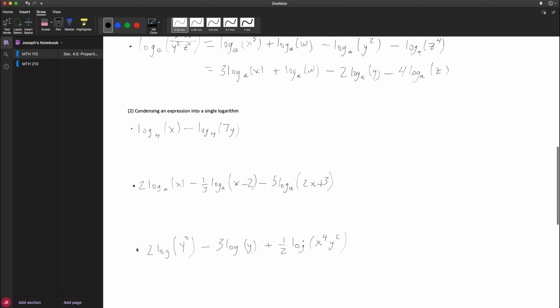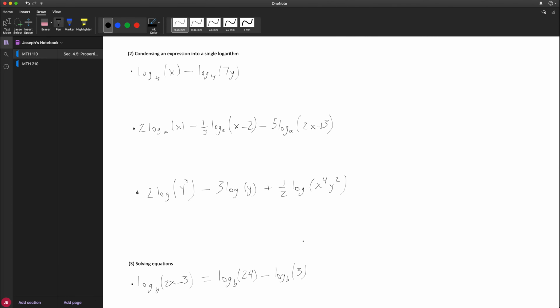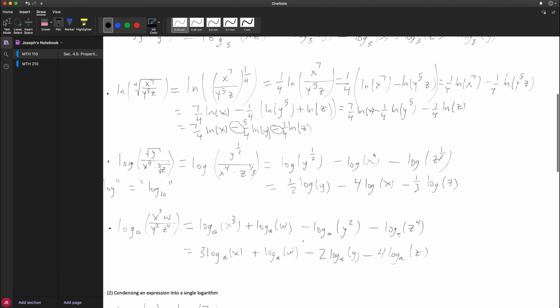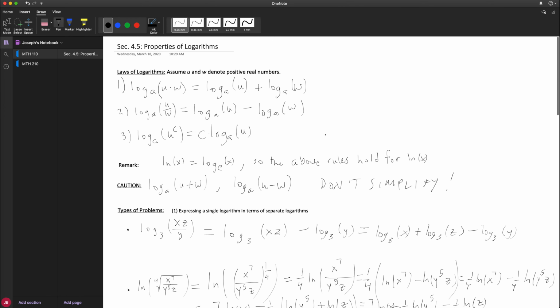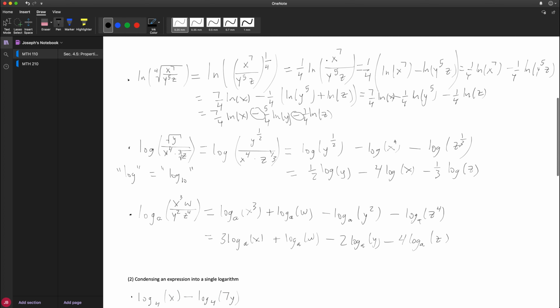Now we're going to work backwards. You'll notice way up here that this is an equal sign, so it also works backwards, right? So I can take two logarithms of the same base and recombine them into a single logarithm in the following three ways, right? So let's see if we can use that to our advantage.